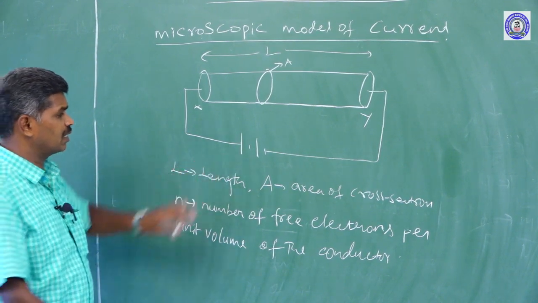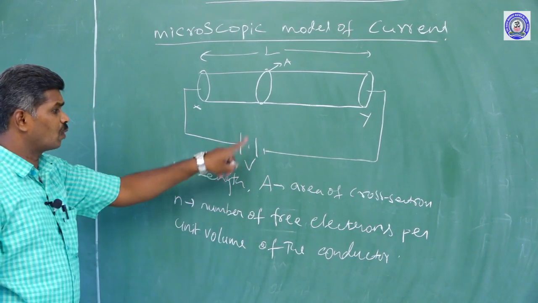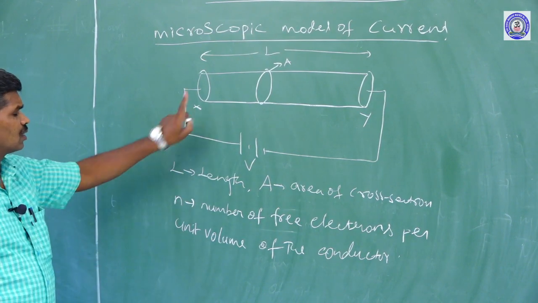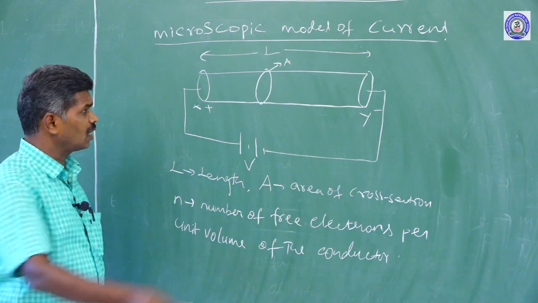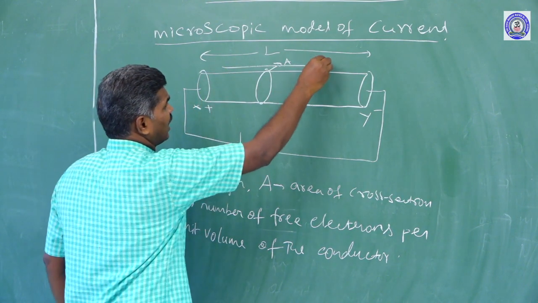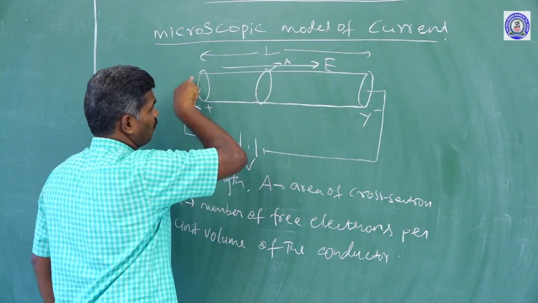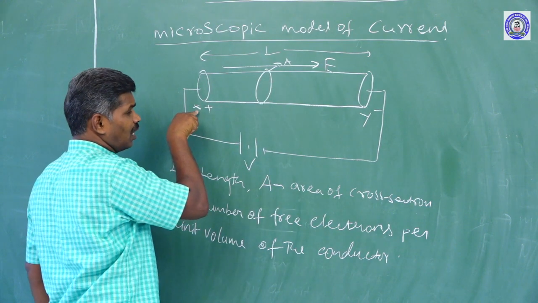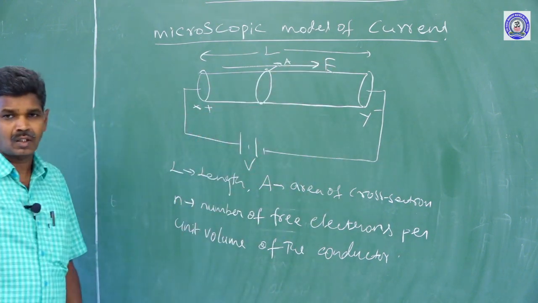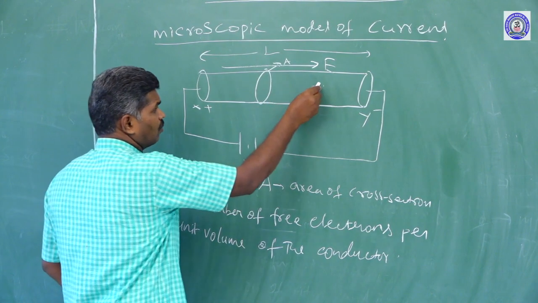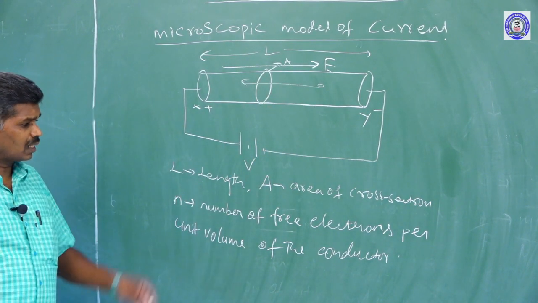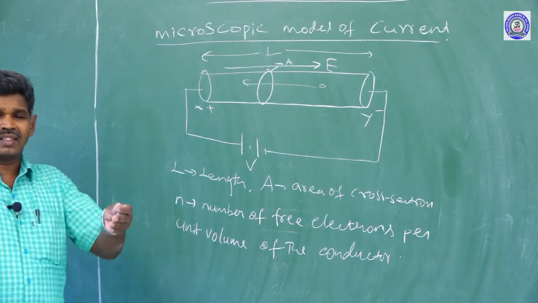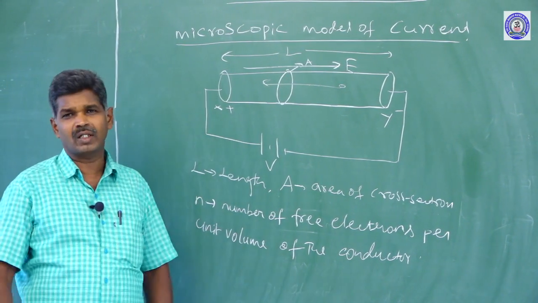Now, we connect a battery which provides a potential difference V. The X end becomes higher potential and the Y end becomes lower potential, and the electric field is created in the direction from left to right, that is from higher potential to lower potential. Now the electrons are moving from one end to the other. At that time, we are going to relate velocity, distance and time.